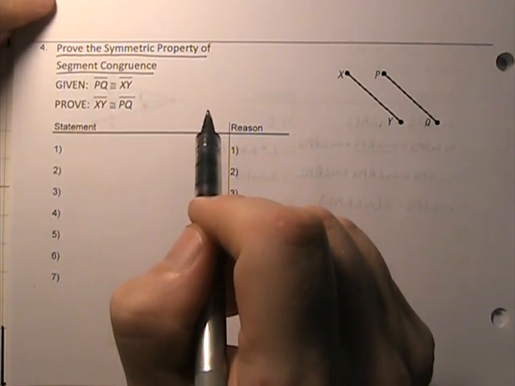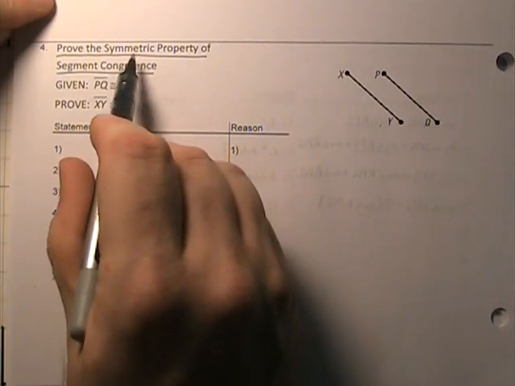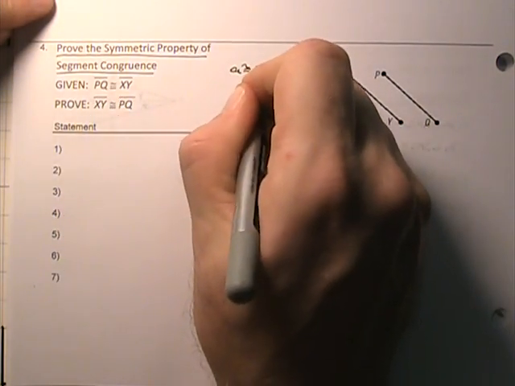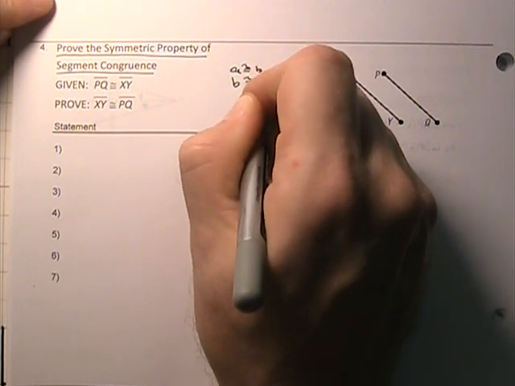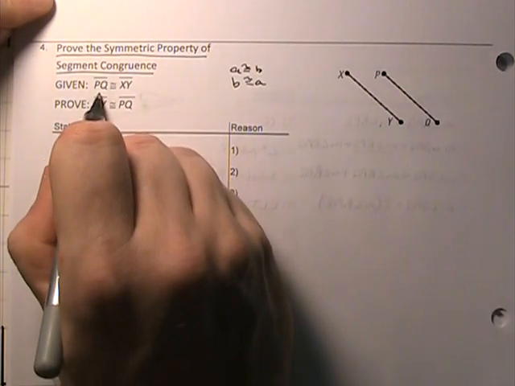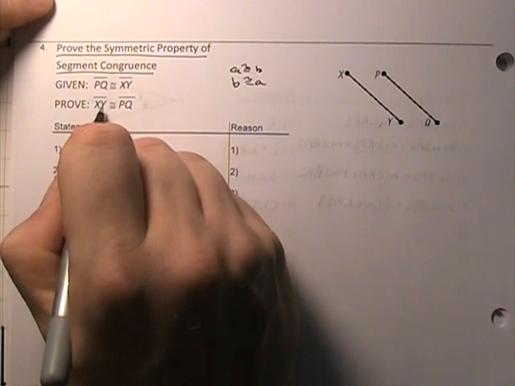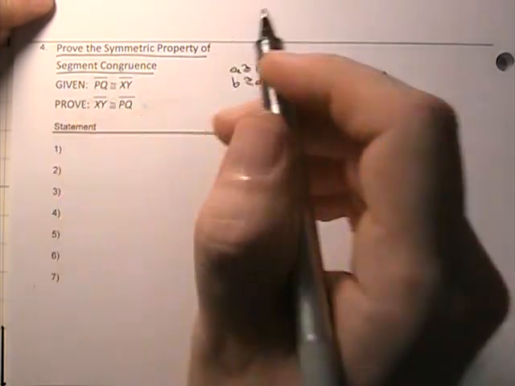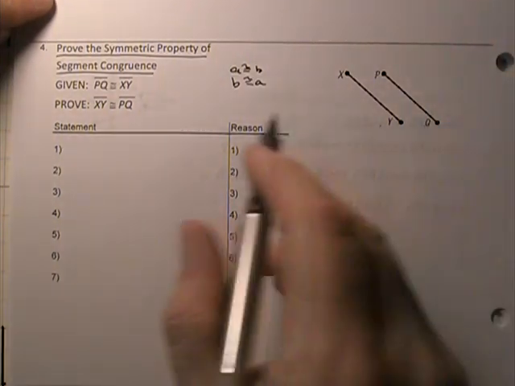If I could, the symmetric property just says if A is congruent to B, then B is congruent to A. Well, I could do that. If PQ is congruent to XY, then segment XY is congruent to PQ. I wouldn't need to do anything if I was able to use this proof. Of course, the tough thing here is that I can't use it.